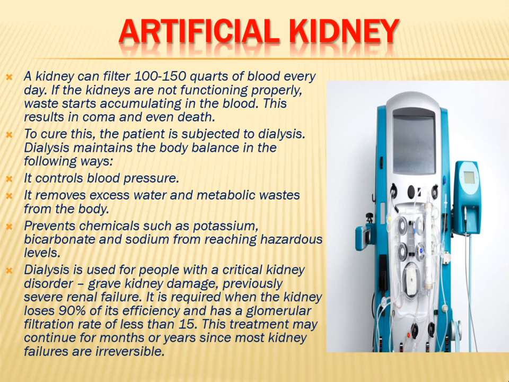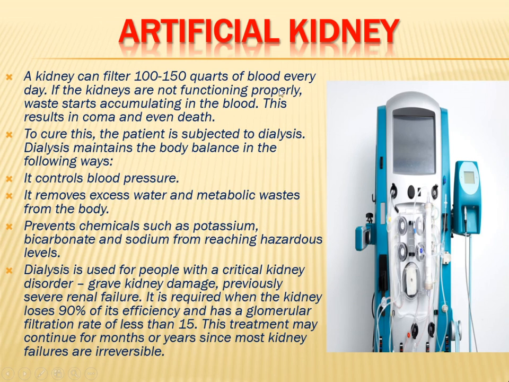We need to take care of each and every part of our body. We should not be careless with any part of our body, so that major or very harmful disease does not occur over those places, for which it becomes totally damaged and destroyed. So let's know about the artificial kidney. An artificial kidney can filter 100 to 150 quarts of blood every day. So about 100 to 150 quarts of blood the kidney filters each and every day.